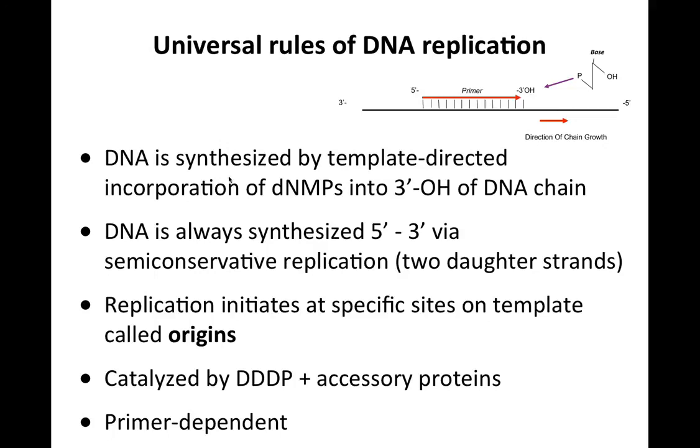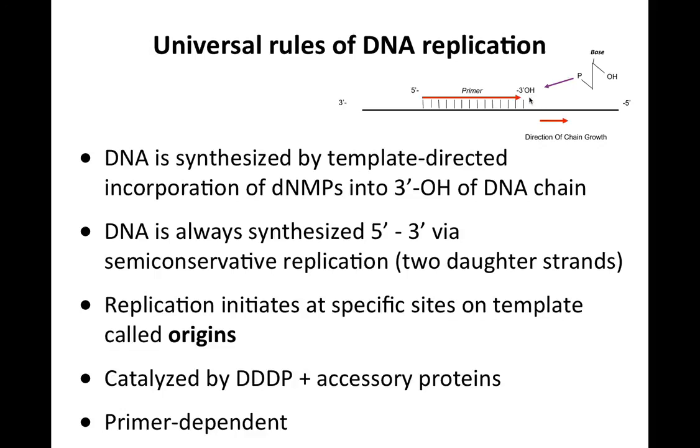So we have a template strand of DNA, and that's shown in black here on the illustration. And new bases are added by adding them to the 3' hydroxyl of the growing chain. And the base that's put in, of course, depends on what the base is in the template strand. So if the template base here is an A, the base that's incorporated will be a T. If it's a C, the base incorporated will be a G. So that's what we mean by template directed, and 3' hydroxyl is where the new bases are added.